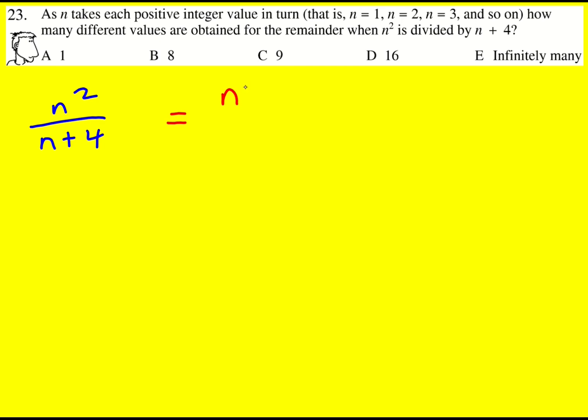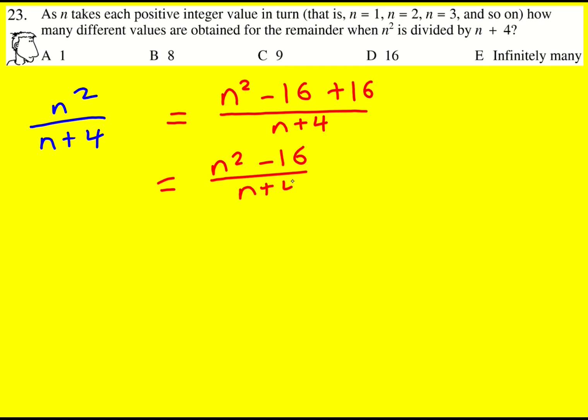This is worth knowing as a skill because it can be useful in lots of situations. We can minus 16 from the top and add 16 to the top at the same time. And why would I do this? Because I'm going to try and write it as a difference of two squares. If I can get n plus 4 times n minus 4 at the top, then I can cancel out the n plus 4. So this becomes n squared minus 16 over n plus 4, plus 16 over n plus 4. That's going to be a lot easier to deal with because I don't have n at the top as well. And then this is n plus 4, n minus 4.